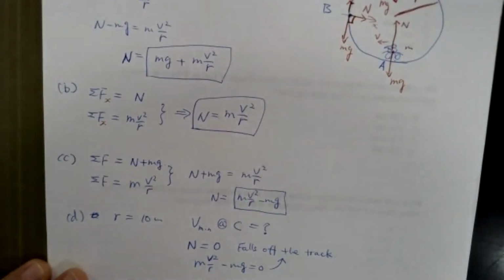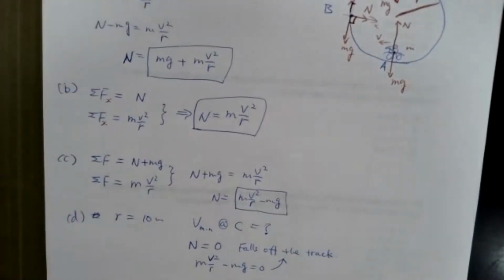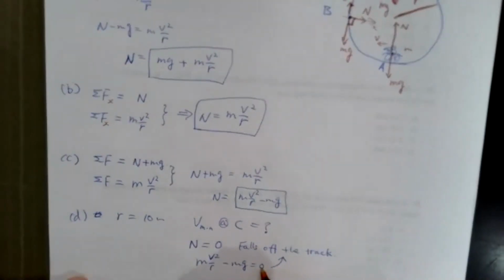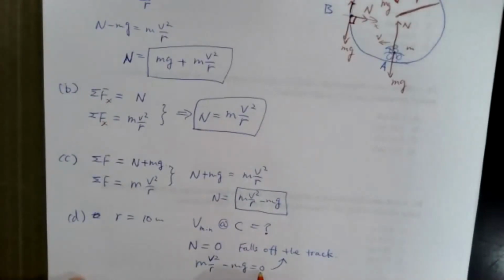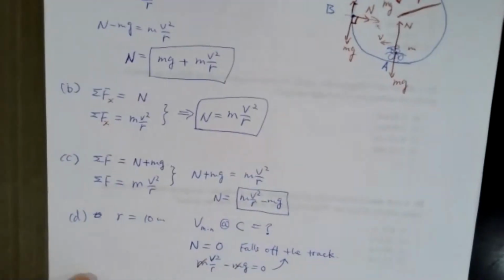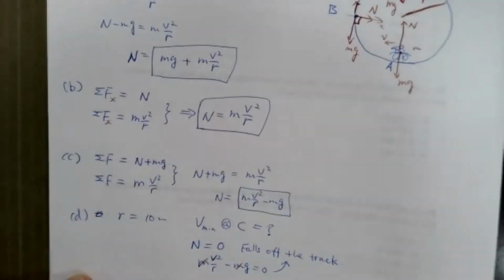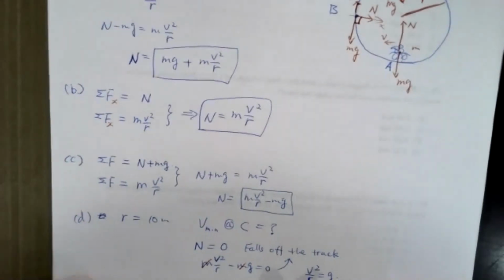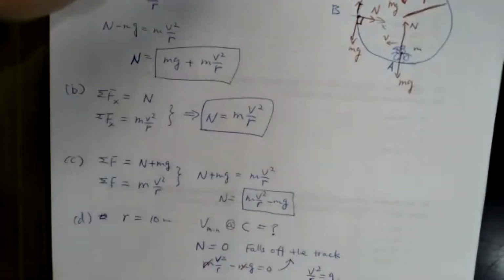So from here, you can see the m and m will cancel out because it's 0 on this side. You can divide everything by m. It's still 0 on the right-hand side, but this m will go away. So your relationship then becomes v squared over r equals g. You are given r, g is 9.8, so then v can be calculated.